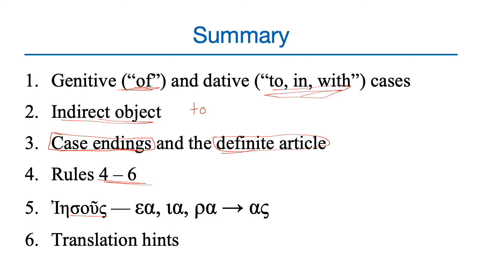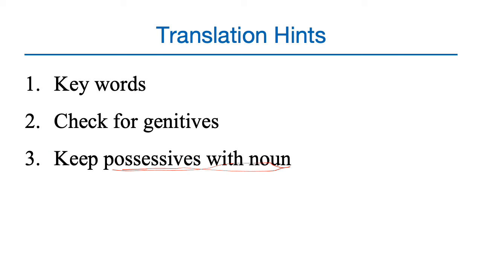But we've already talked about Jesus being indeclinable. Translation hints: look for the keywords. The keywords in the genitive are of, and the dative will be in, with, or to. So check for genitives and keep possessives with the nouns that they go with.